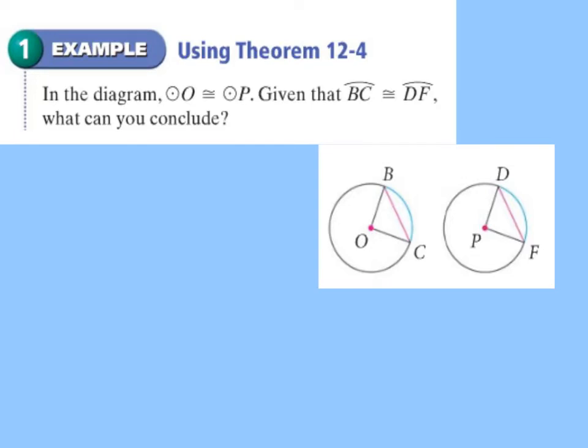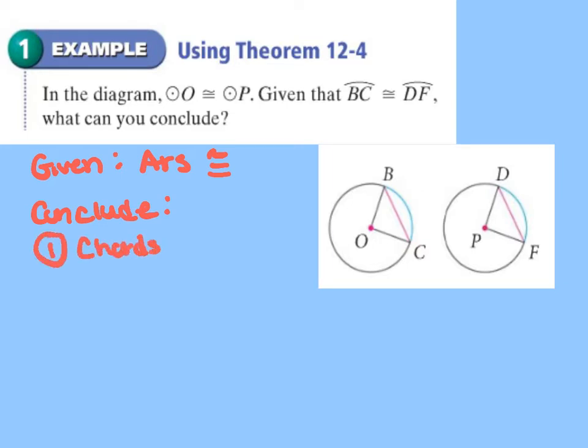So for example, in this diagram, it says that given that arc BC is congruent to arc DF, what can you conclude? This allows us to say that since it's given that the arcs are congruent, then you can conclude the two other relationships. So the first relationship we have is that the chords are congruent, and the second one is that the central angles are congruent.